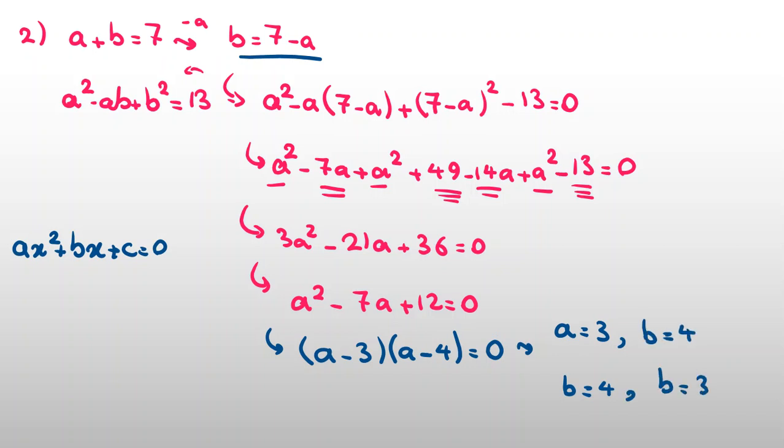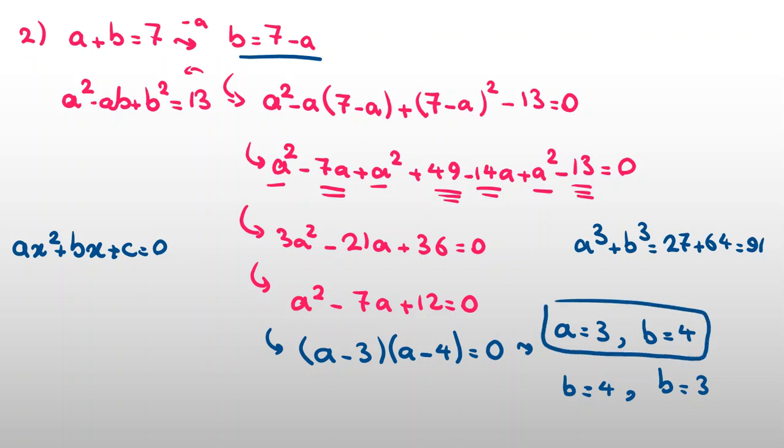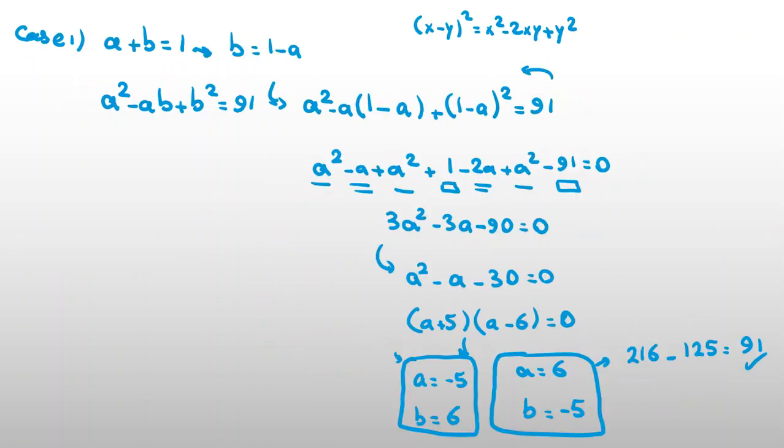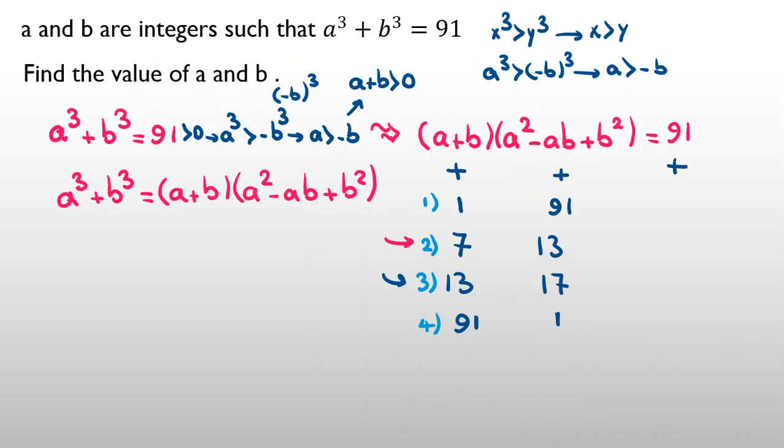And here b is 3. If we check, we know a cubed plus b cubed should be 91. So it will be 27 plus 64, and it should be 91, and it's correct. So we found 2 other answers with the previous one. Here, 4 answers. Let's check the third case.